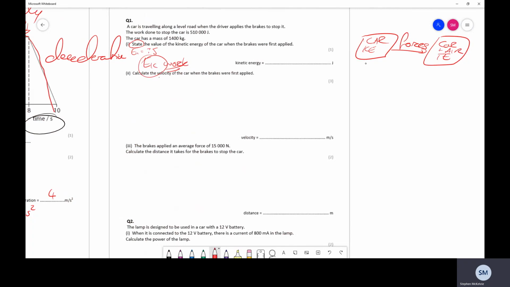And whatever amount of energy this is, 510,000 joules, will be the same as the energy here, 510,000 joules. So I don't have to calculate anything. I'm just going to do 510,000 joules.